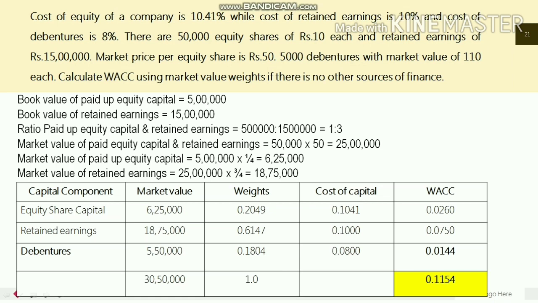And for the market value of debentures, we can easily multiply the 5,000 debentures with the market value of 110. So here the market value we got in the first column, and we got the total capital of 30,50,000. So with that we can calculate the weight. We divided 6,25,000 by 30,50,000 and we got a weight of 0.2049, and similarly for the rest. And the next column is cost of capital, which is given. Usually if the cost of capital is not provided, we have to calculate the cost of capital of each source of finance and then implement it in the weighted average cost of capital. So now we can multiply the cost of capital with their adjacent weights and aggregate them to get the weighted average cost of capital. We got the answer.